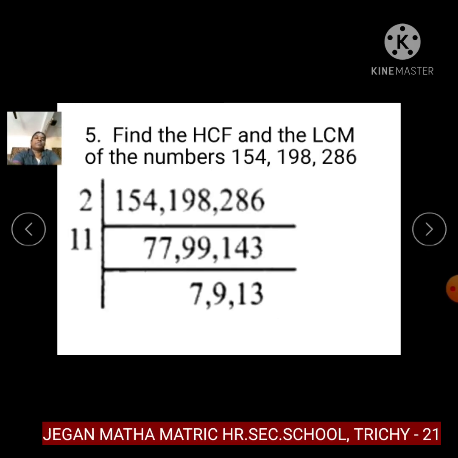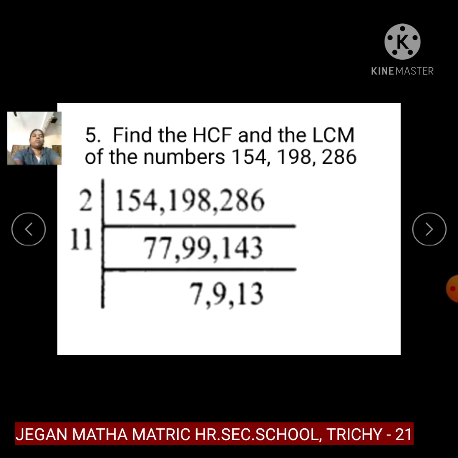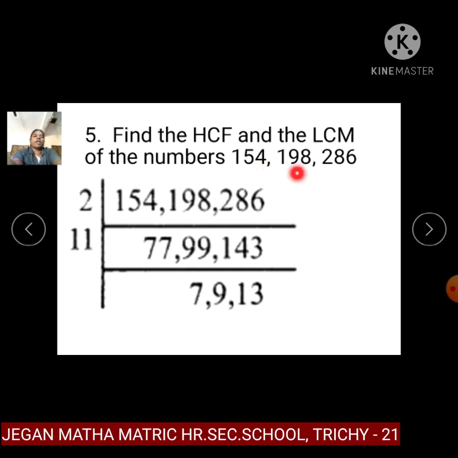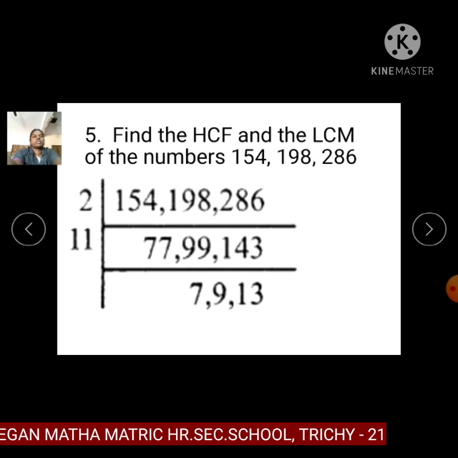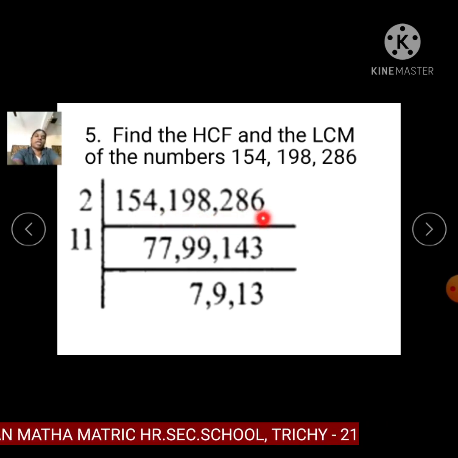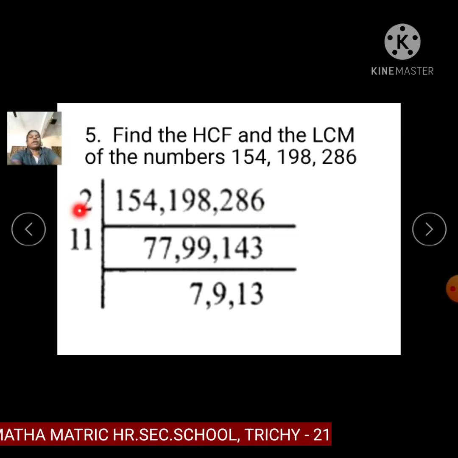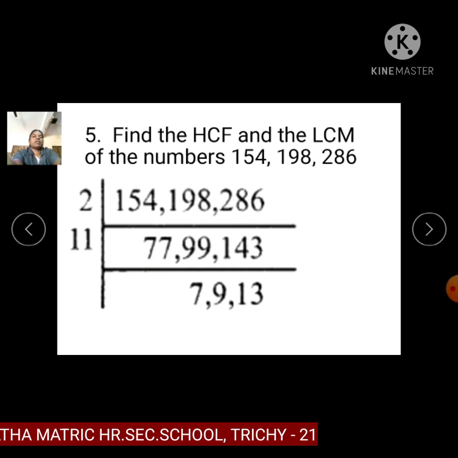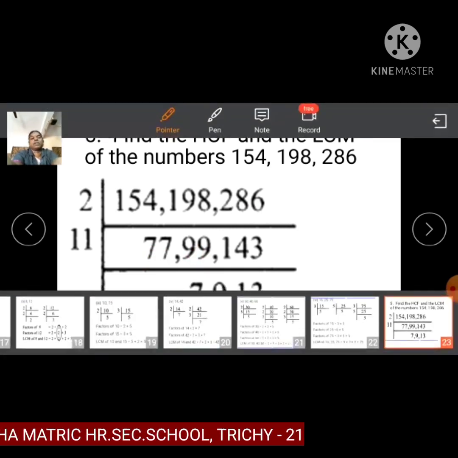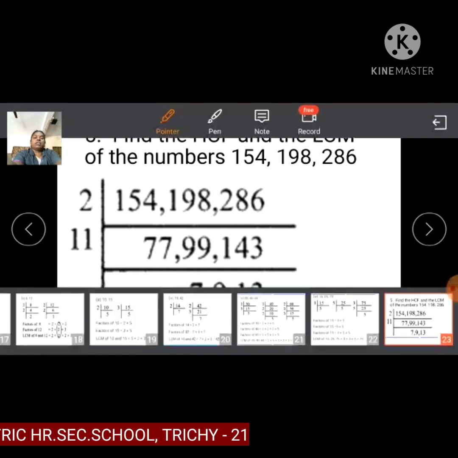Question number 5. Find the HCF and LCM of the given numbers 154, 198 and 286. 154, 198 and 286 are even numbers. So they are divided by 2. We get 77, 99 and 143. So 77, 99 and 143 are divided by 11. We get 7, 9 and 13.